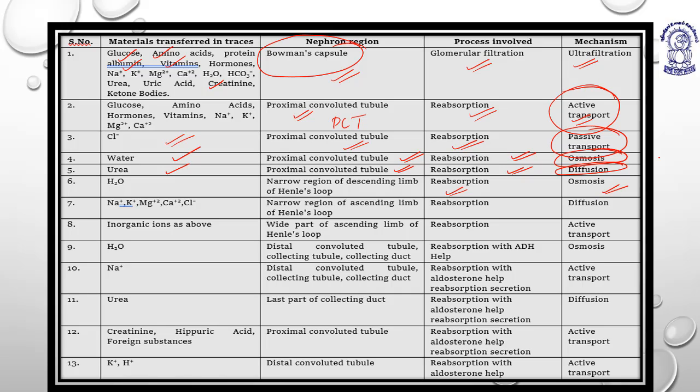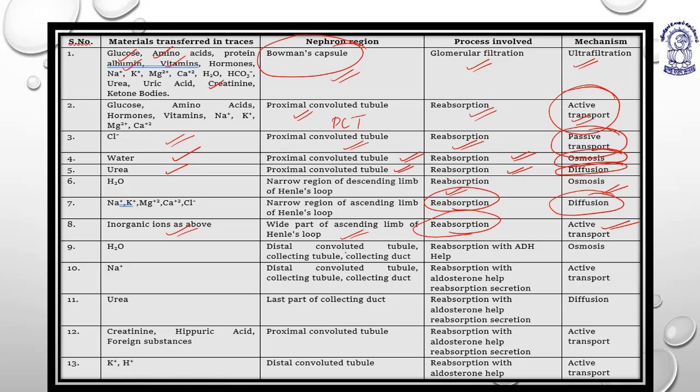Sodium ions, potassium ions, magnesium ions and calcium ions are all reabsorbed in the PCT through active transport. Chloride ions are reabsorbed at the level of the PCT with the help of passive transport. Water in the PCT is reabsorbed with the help of osmosis. In the descending limb of the loop of Henle, it is also reabsorbed by osmosis only. Sodium, potassium, magnesium, calcium and chloride in the thin ascending loop enter through diffusion. Inorganic ions as above, in the thick part of the ascending limb of the loop of Henle, are reabsorbed by active transport.